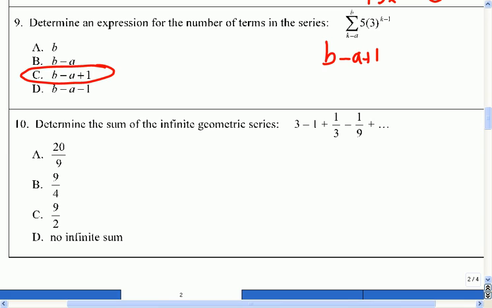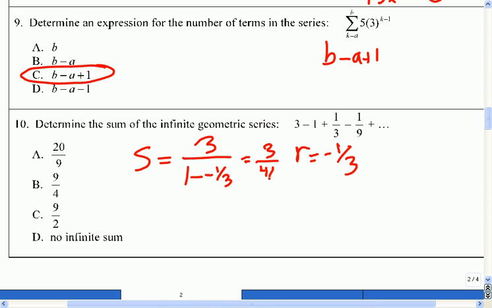So yeah, it will have a finite sum. How did you know that, Ming? It's less than 1 and greater than -1. Yeah, or all you needed to say was it was -1/3, right? So if I want to figure out the infinite series, first term divided by 1 minus -1/3. So that's 3 over 4/3, which will be 9 over 4. So B is the answer.